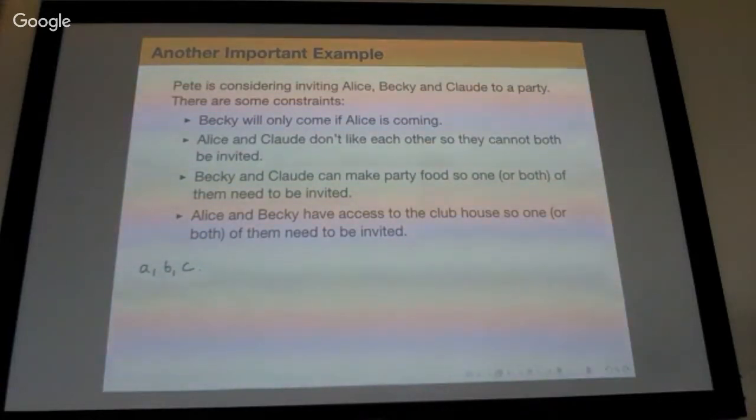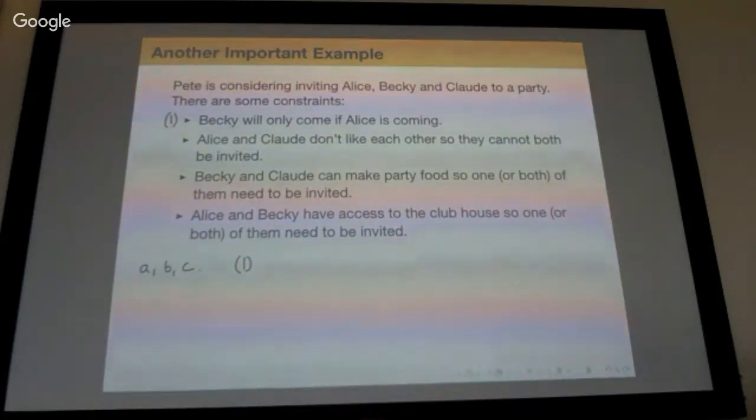Okay, so Becky will come only if Alice is coming. And I'm trying to write it with ands and ors. So the first thing, number 1: Becky will only come if Alice is coming. If A is true, then B is true. I'll just do A plus B is 1. But I don't want to write it as binary integer constraints. I want to write it as logical formulas.